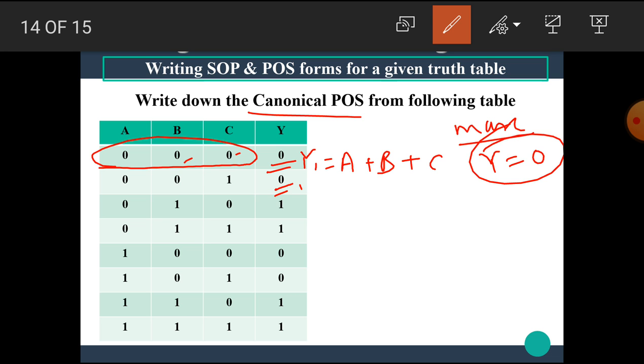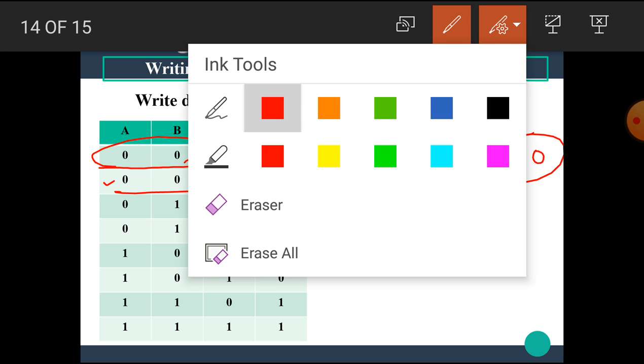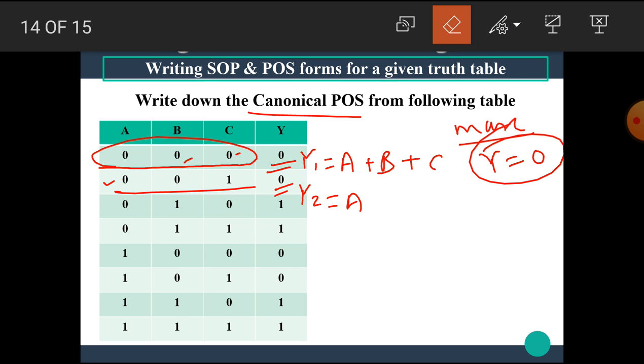Again, here we get y is equal to 0, hence we can write here y2 such that a equal to 0, hence we write here a only, plus b is equal to 0, hence we write here b. C is equal to 1, hence we write here c bar.